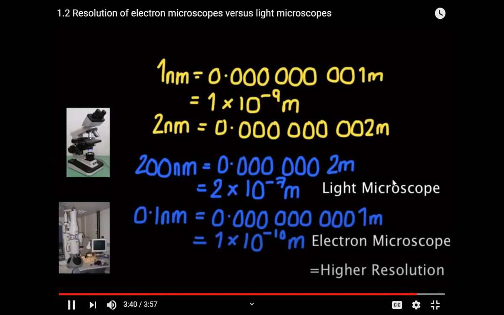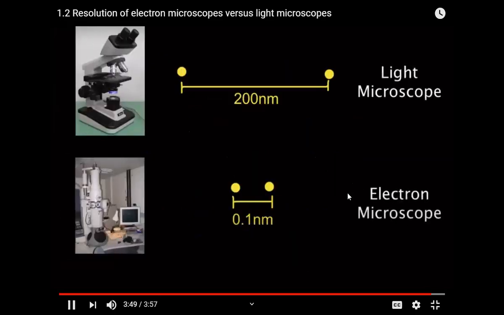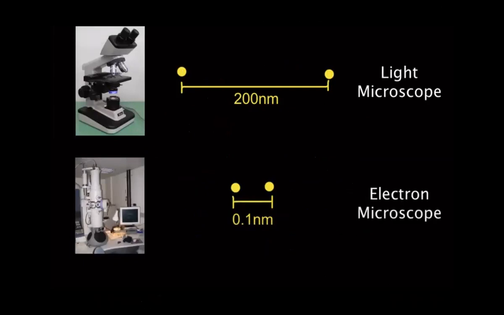Light microscope that has a resolution of 200 nanometers. This is a bigger number, 2 times 10 to the minus 7 meters, and that's because it can only distinguish between 2 points that are further apart than the two that the electron microscope can distinguish between.